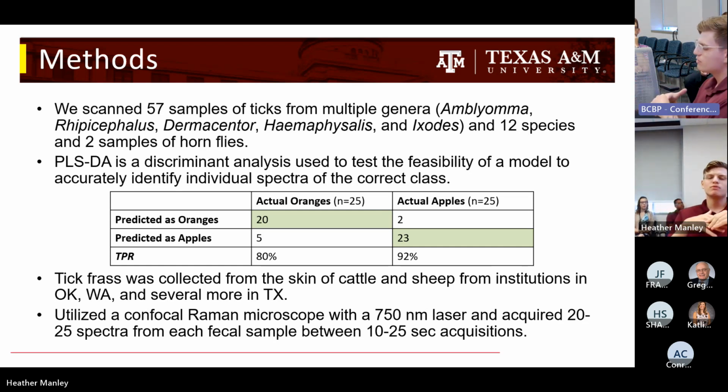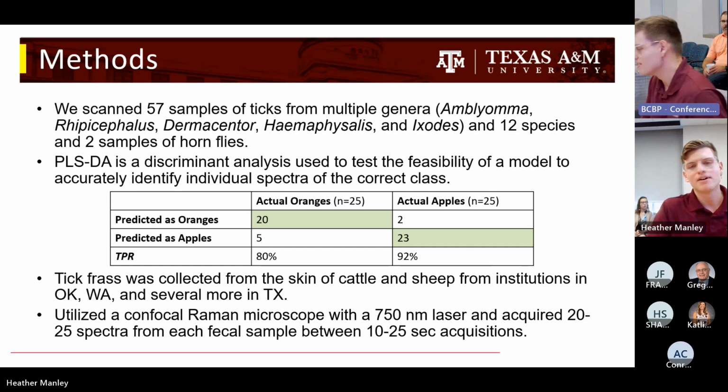Horn flies are important for this because they show up just as often as ticks do, if not more often. So if we're looking at feces on cattle, we want to make sure that we're identifying tick feces and not other insects or arthropods. We use a machine learning model called PLS-DA, which is partial least squares discriminant analysis. We use it to test the feasibility of a model to accurately identify individual spectra of the correct class. I have an example for y'all.